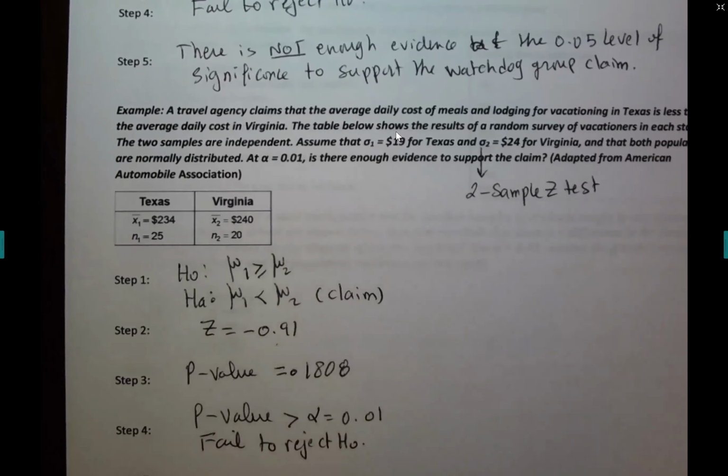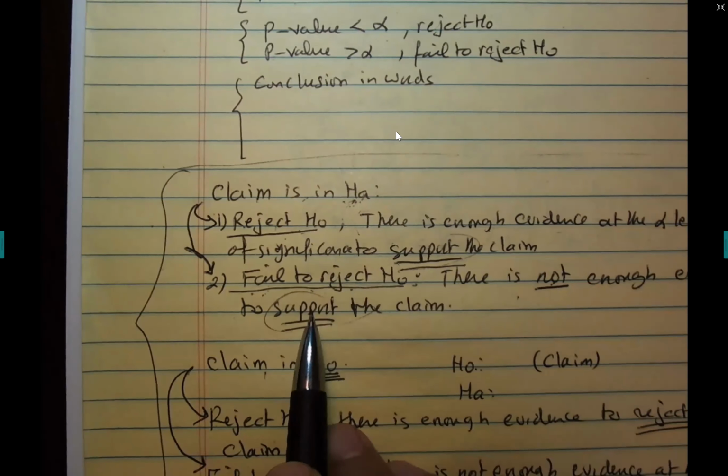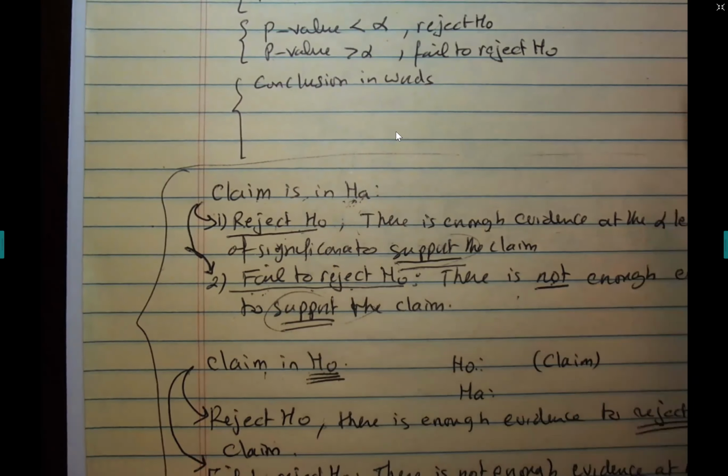If you fail to reject H0, guys, one more time. The claim is in HA. I fail to reject H0. What's my conclusion? There is not enough evidence to support the claim. He's asking us, can you support the claim? Well, we say no.